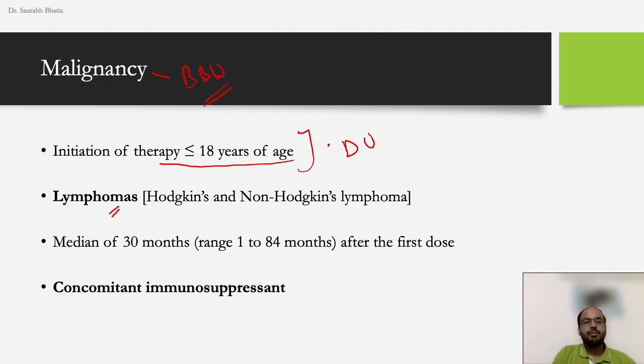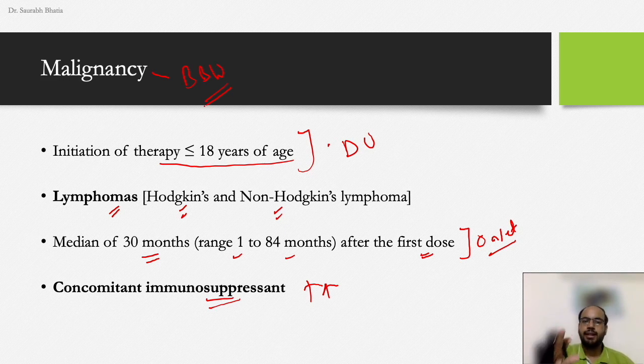Malignancies like lymphomas, both Hodgkin and non-Hodgkin lymphoma, have been reported with the use of TNF-alpha inhibitors and infliximab. It says a median of 30 months, ranging from 1 to 84 months after the first dose. This is the onset of malignancy, or the time within which the clinical features of malignancy develop. The risk of malignancy significantly increases if any concomitant immunosuppressant like steroids or methotrexate is also being taken. So keep that in mind too.